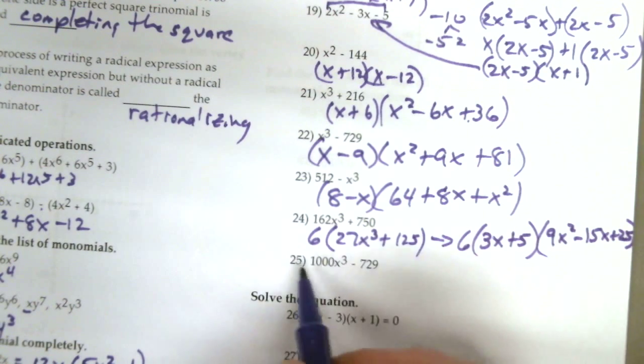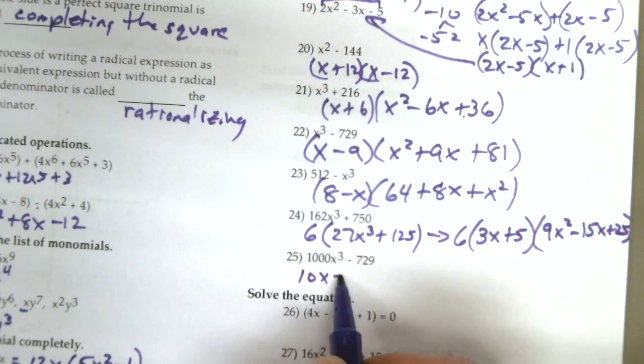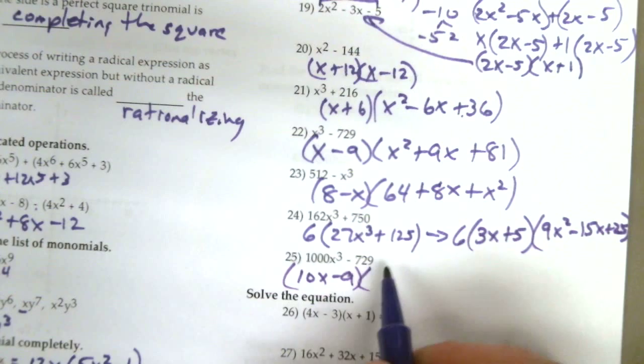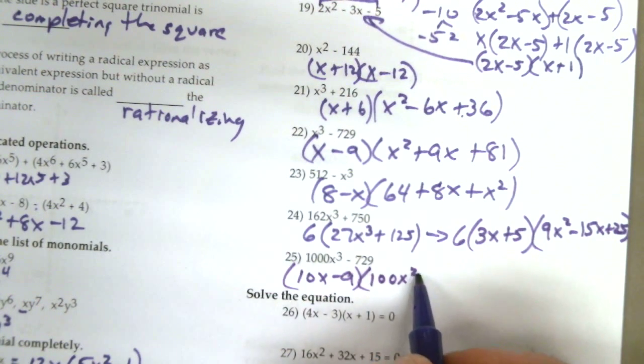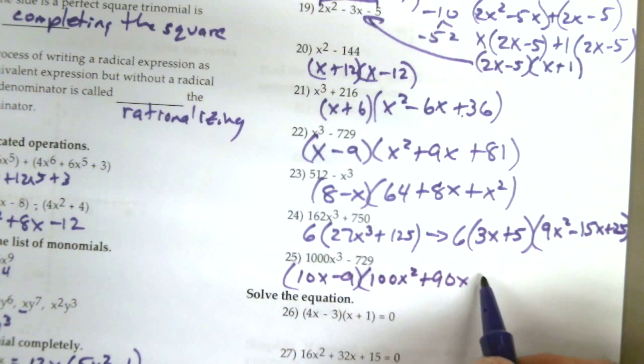For number 25, same pattern again. Cube root of the first thing is 10x. Cube root of the last thing is 9. Square that first term, gives me 100x squared. Multiply them together, opposite sign, and then square the last one.